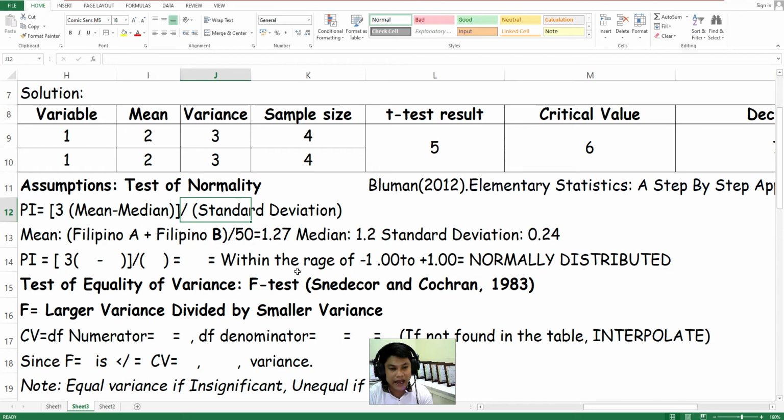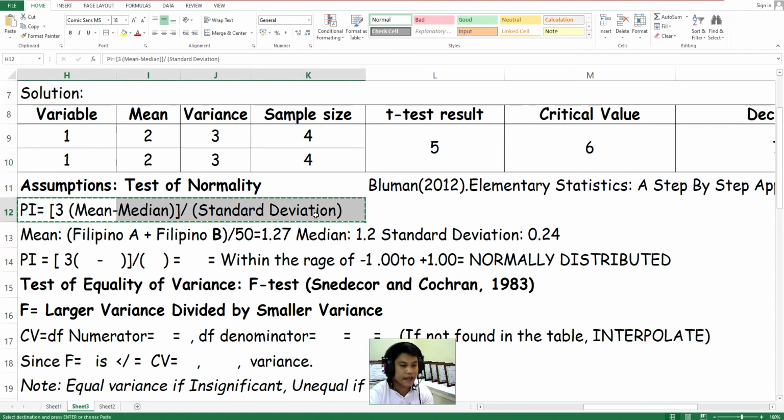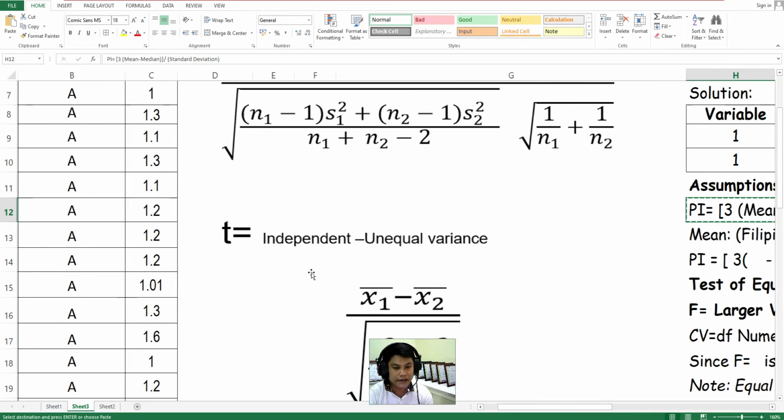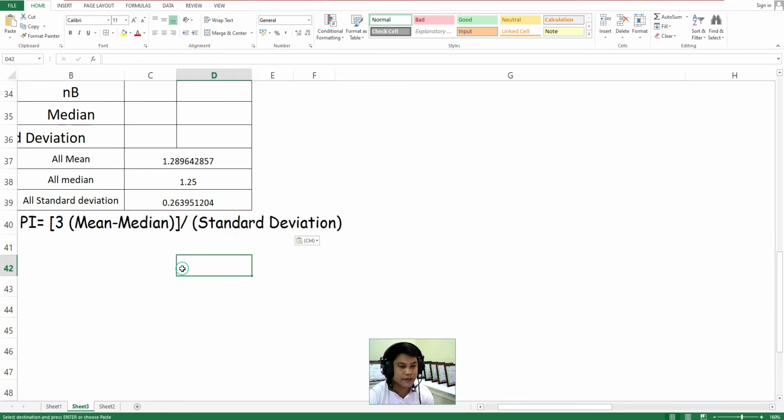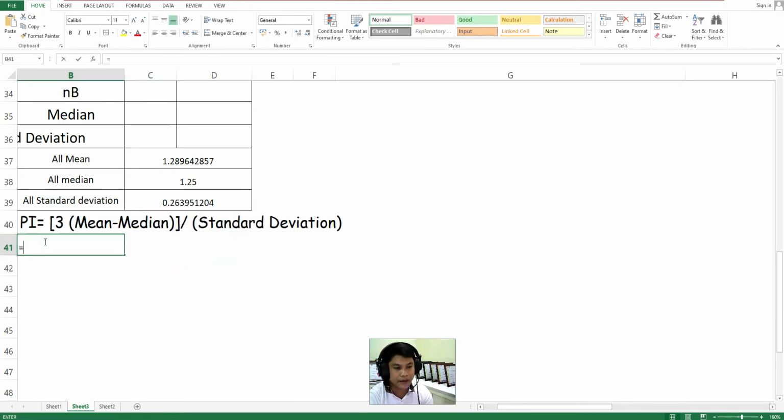And if the data is within the range of -1 to +1, according to the book of Bluman, it's normally distributed. But you can also use the other test of normality as we have in the other video using the skewness. So you can use also that for test of normality. But in my example, I can use the simplest one, which is test of normality using Pearson index. So let us copy that here, and then let us analyze what is the PI. So our PI now is equal to, and as you notice, there must be parentheses.